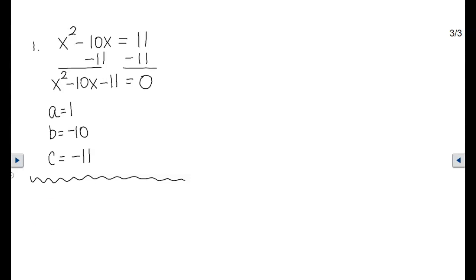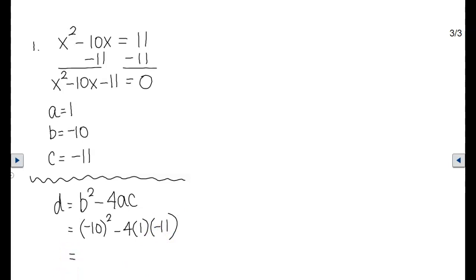Now, the second thing I'm going to ask you to do is I'm going to ask you to calculate the discriminant, so we'll know up front how many answers this thing should have and what kind of numbers those answers should be. So we're going to do the discriminant. So for B, I'm going to plug in negative 10, which makes this negative 10 squared, minus 4AC. That'll be minus 4 times 1 times negative 11.